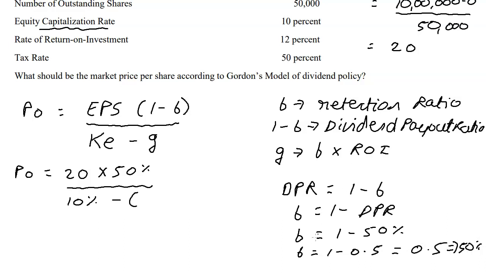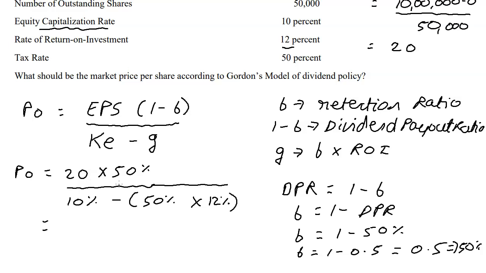The number is the same because it's 50-50. It's not compulsory that it's going to be that easy every time. Anyway, minus 50%, which is your retention ratio, multiplied by your return on investment, which is 12%. So 50% into 12%. And now we simplify further.